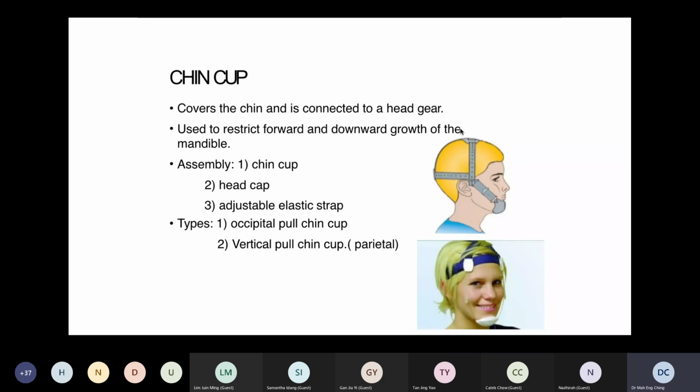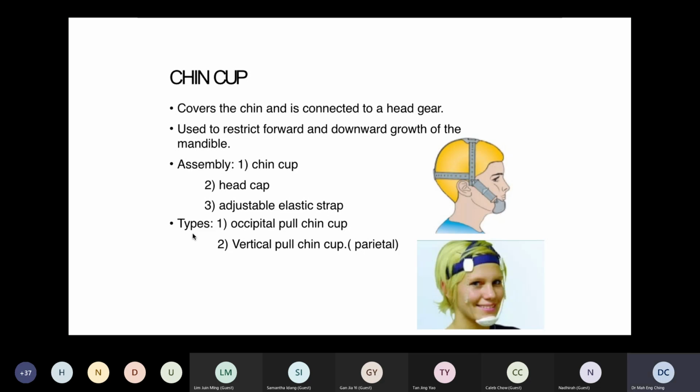So you see the chin cap is attached to the skull. Of course, the components: we have a chin cap which is attached to the chin. We have the head cap which is attached to the skull. We have this adjustable elastic strap which connects these two components. Similar to the headgear, but this time we attach to the chin rather than the maxilla.